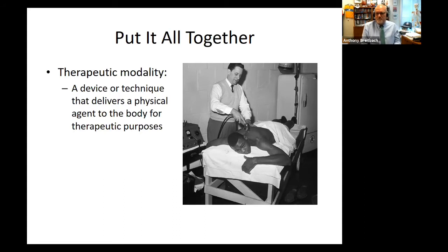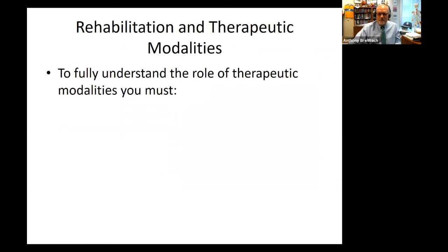Actually, this picture here is of Bob Bowman, who's a graduate of the SLU PT program, who was a longtime athletic trainer at SLU in the basement of West Pine Gym, working hard.